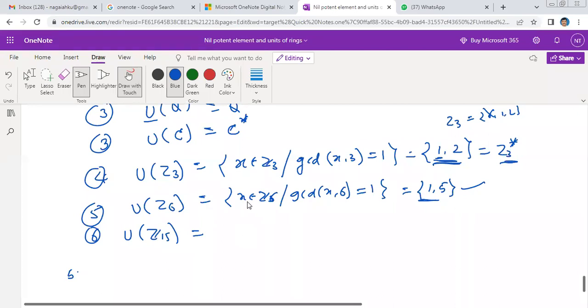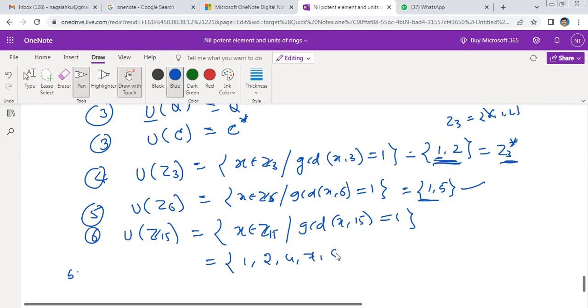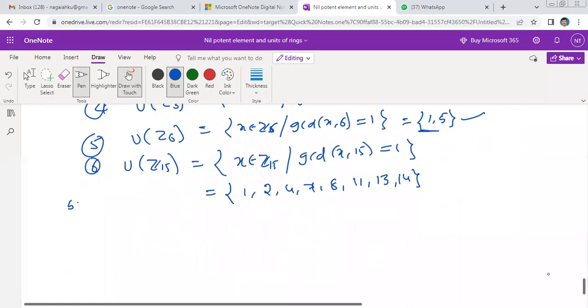x belongs to Z15, GCD of x, 15 is equal to 1. ఏమేమి వస్తాయి చెప్పండి? 1 వస్తుంది, 2 వస్తుంది, 4 వస్తుంది, 5 రాదు, 6 రాదు, 7 వస్తుంది, 8 వస్తుంది, 9 కూడా రాదు, 11 వస్తుంది, 12 రాదు, 13 వస్తుంది, 14 కూడా. Therefore these are the units of the ring Z15.